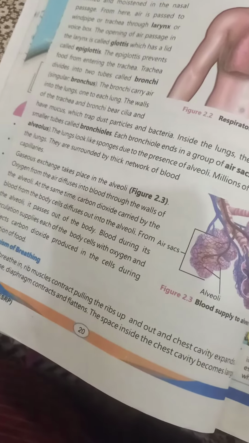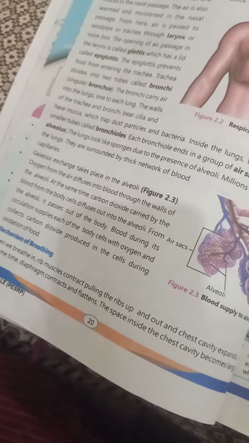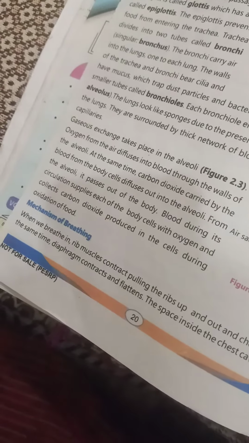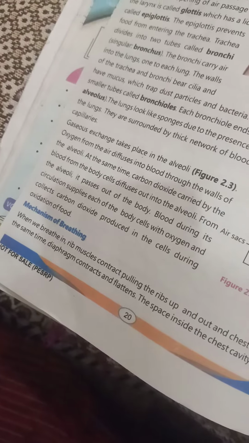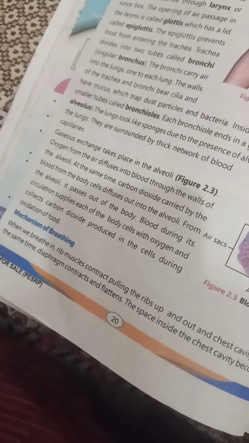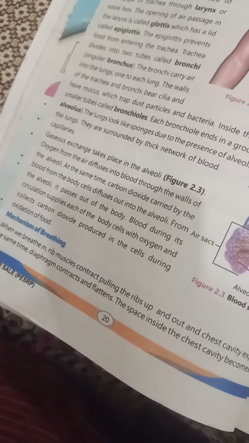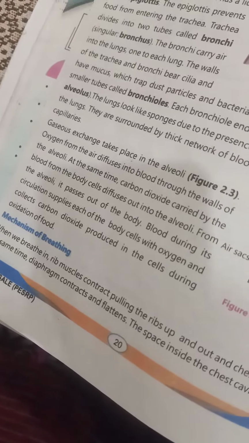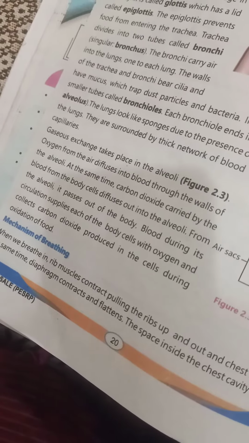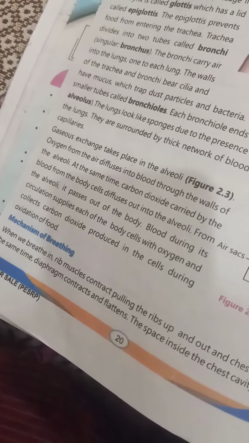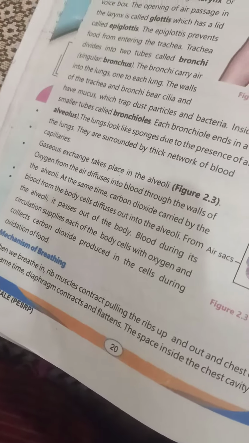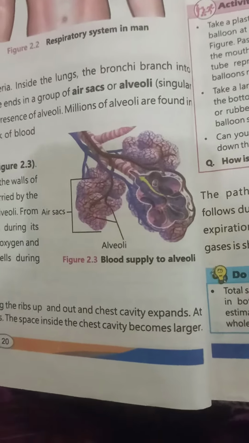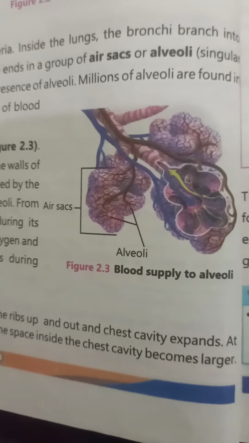Gaseous exchange takes place in the alveoli. Oxygen from the air diffuses into blood through the walls of the alveoli. At the same time, the carbon dioxide carried by the blood from body cells diffuses out into the alveoli, from where it passes out of the body. Blood, during its circulation, supplies each of the body cells with oxygen and collects carbon dioxide produced in the cell during oxidation of food. Blood supply to alveoli. Air sacs, alveoli.